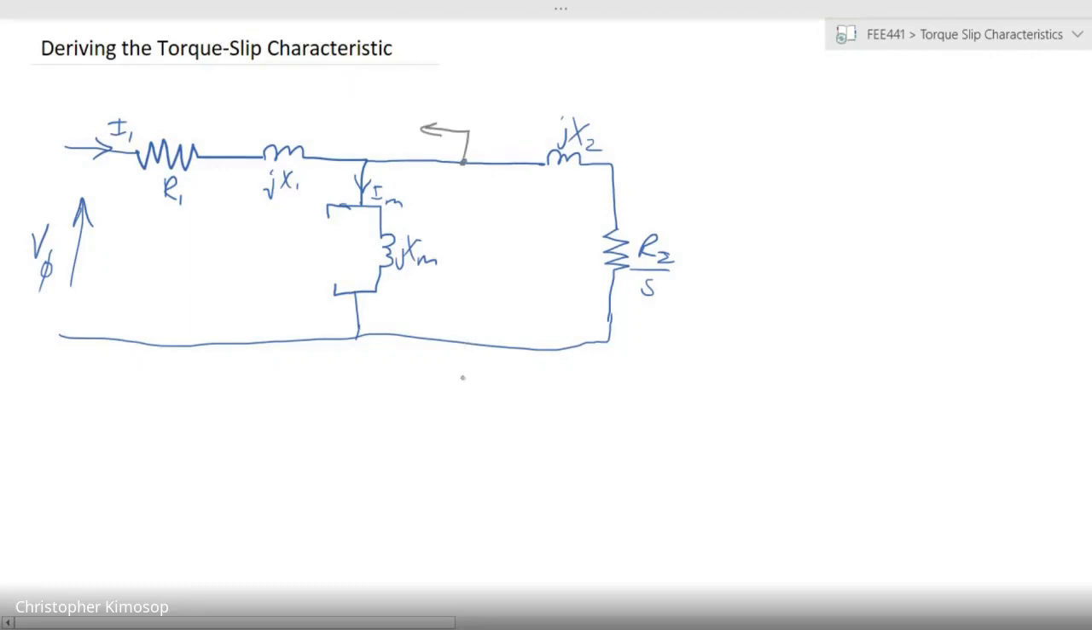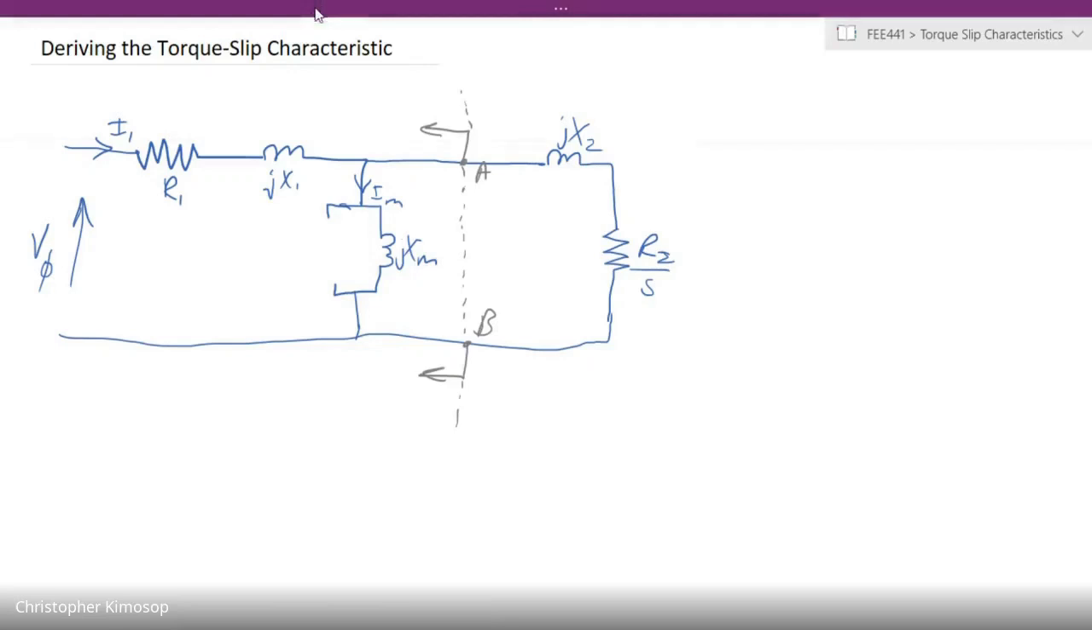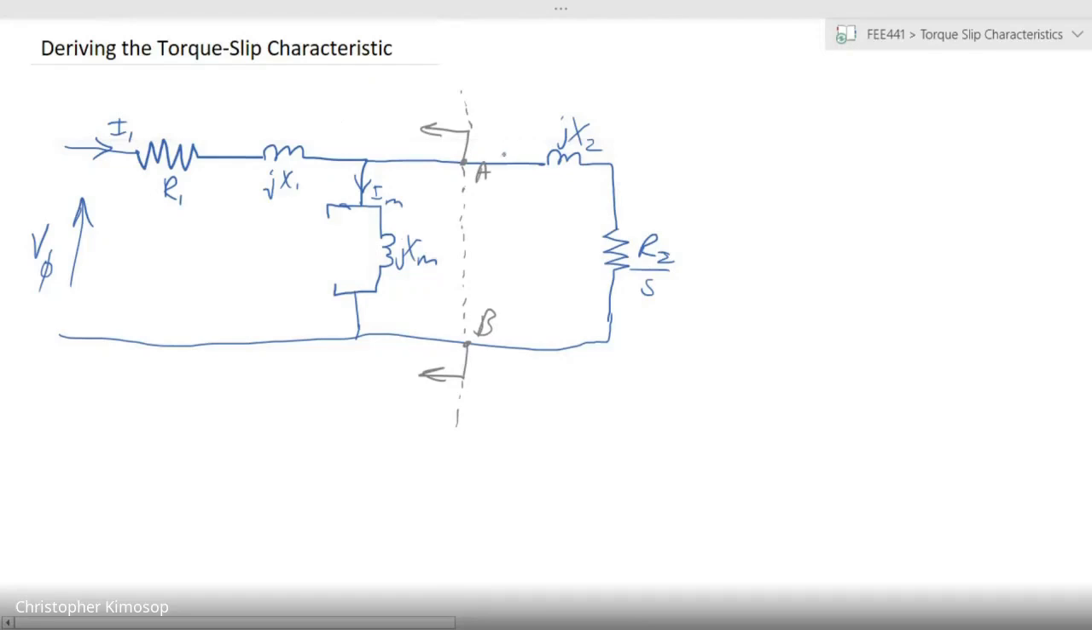Similarly, let's take point A and point B, looking at it from this point, A and B. Okay, so we split the circuit into two, and we assume that this is our load side and the other side is our supply side, or the Thevenin voltage side. And that would mean that at this point, I2 is the equivalent of our current supplied by our Thevenin voltage, right?